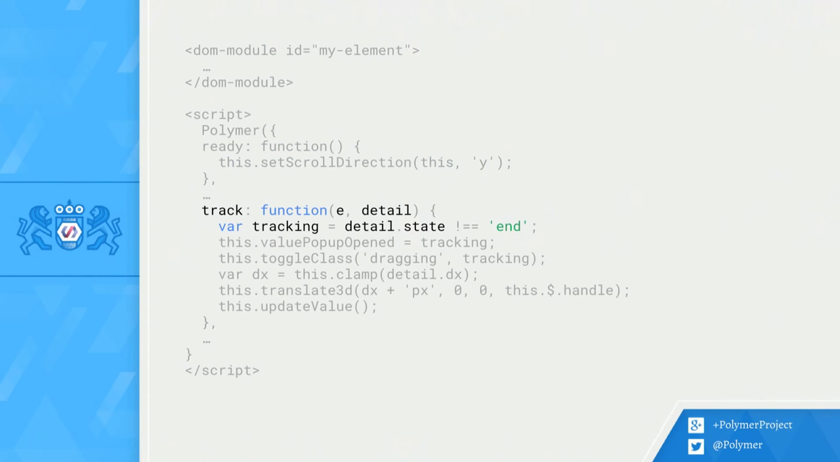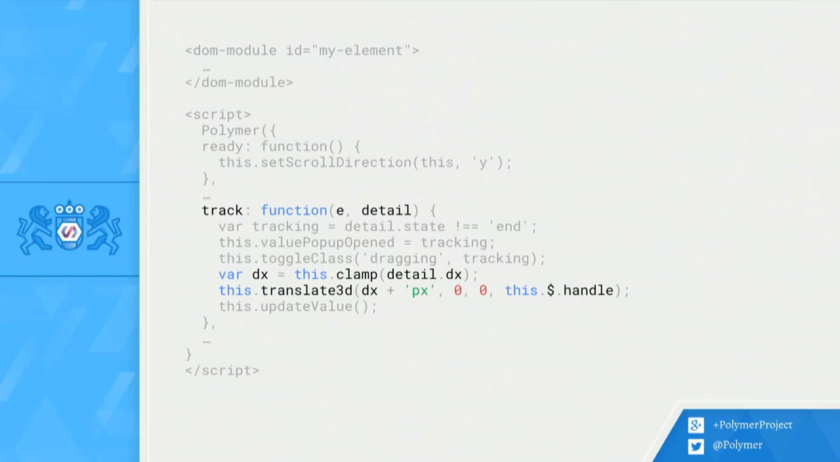Now let's take a look at the track handler itself. In the first line here, we check the lifecycle state of the track gesture, which can be start, track, or end. We want to know if we will get more track events after this one, so we check that the state is not end. And then we use that to open the value pop-up while the user is still dragging. We also set a dragging class on our element for any styling needs the user of our element may want.